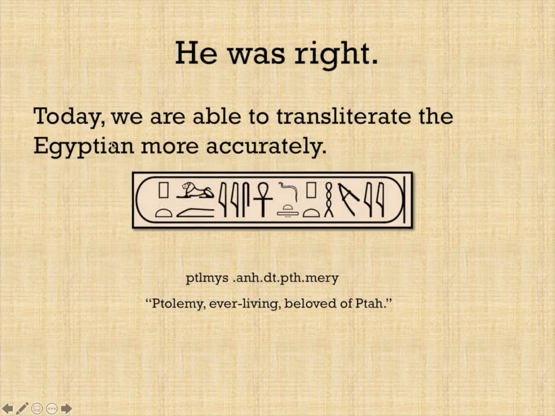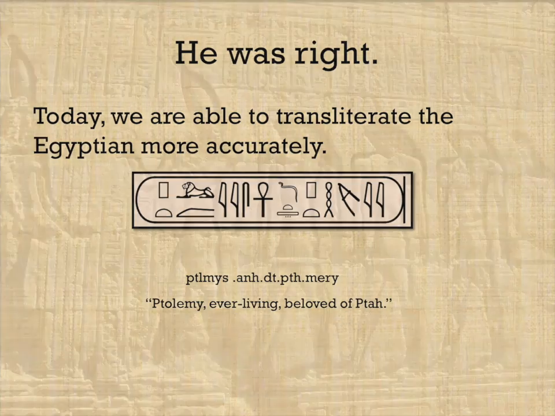Today, we are able to translate the Egyptian more accurately. So this is Ptolemaios, Ankh, Djet, Ptah, Meri: Ptolemy, ever living, beloved of Ptah.